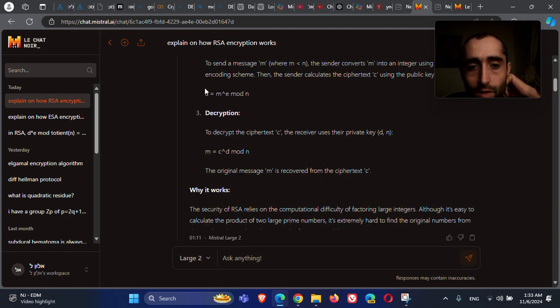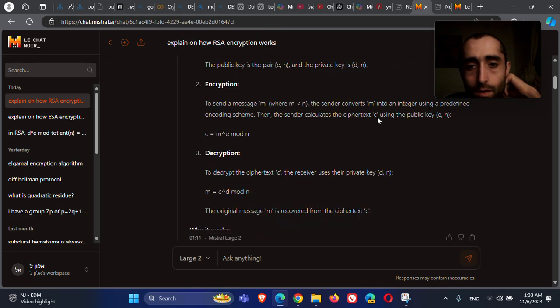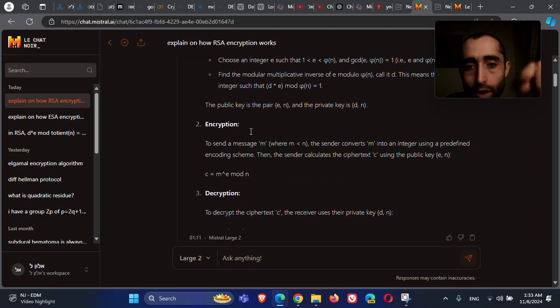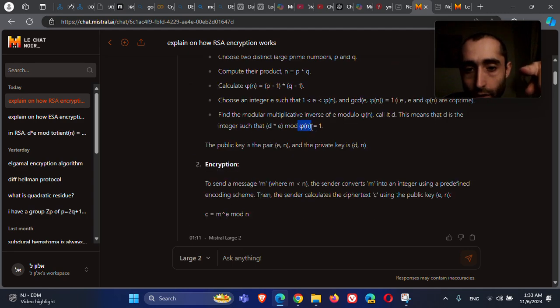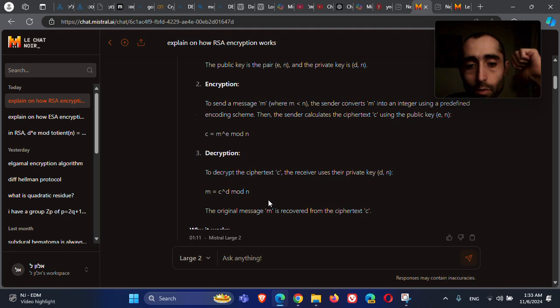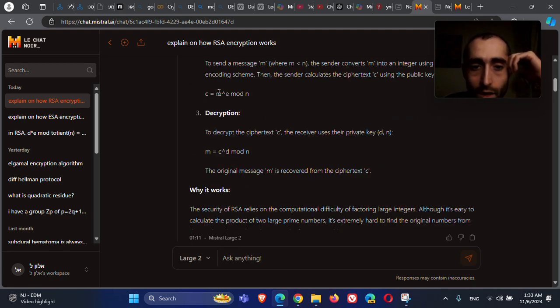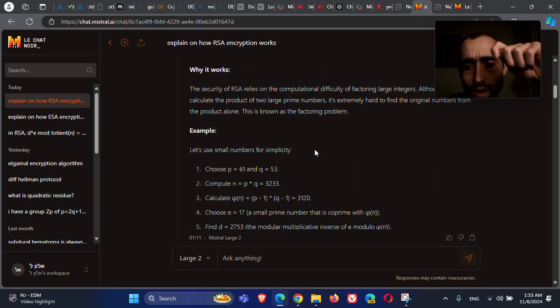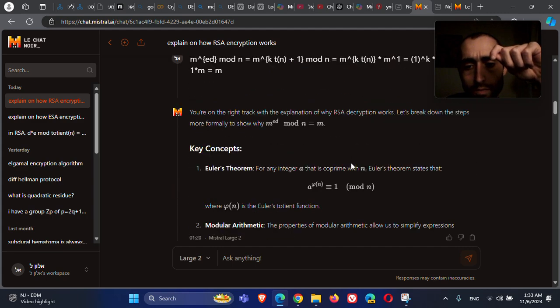Now for decryption, we take this ciphertext and raise it to the power of d, so m to the power of ed, in modulo n, not modulo totient n, modulo n. As we saw with the Euler theorem, m to the power of ed will be just m, even though we are in mod n, just m.